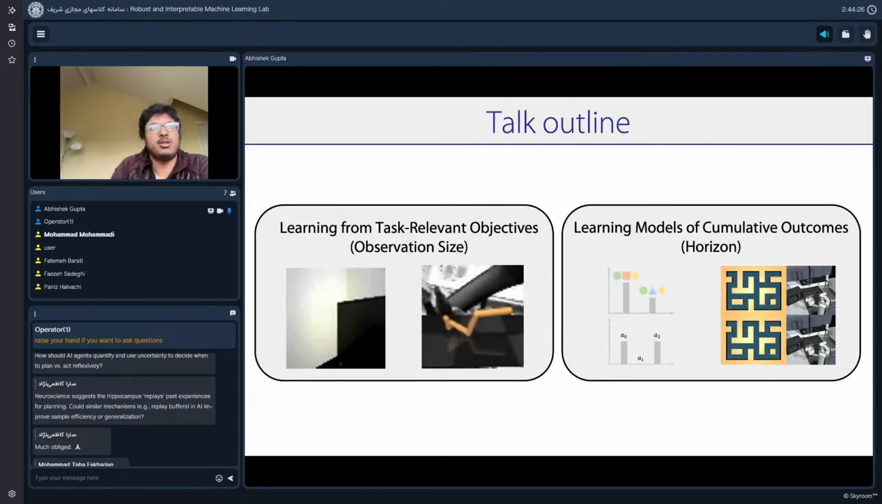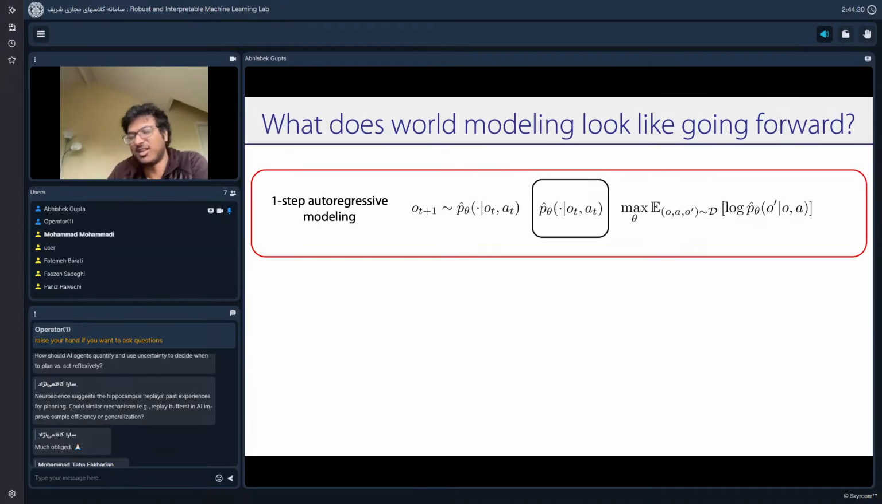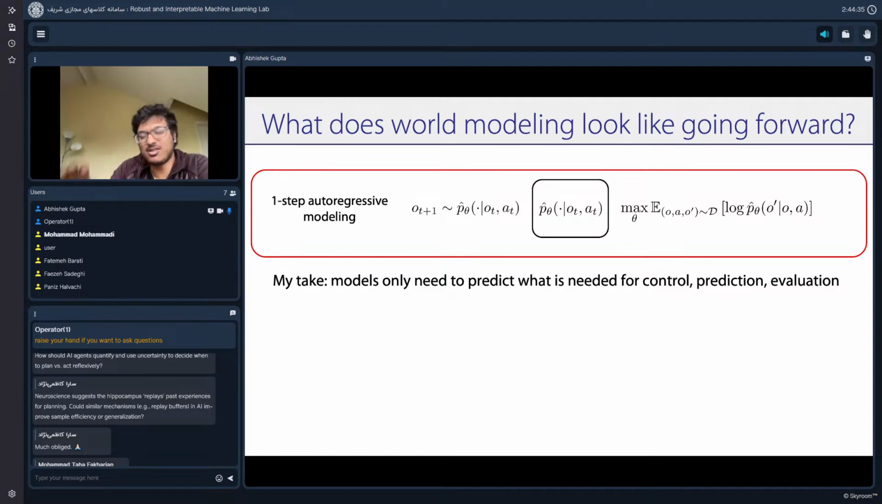Okay, so we've talked about these two elements, and the perspective I'd give you about world modeling going forward is that models only need to predict what is necessary for control, prediction, and evaluation. I think it's misleading to think about the pretty pictures that you see from these world models that are out in the world, that you see on Twitter and here and there. The problem is that they look pretty, but they don't actually help with control, which is the thing that matters for things like robotics or decision making.